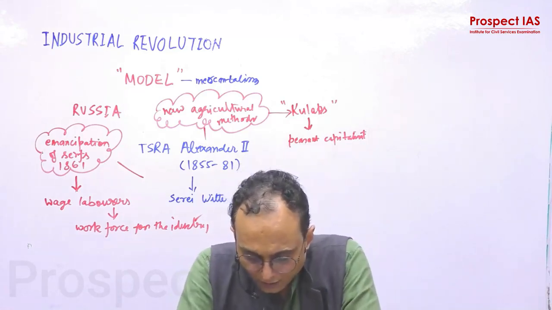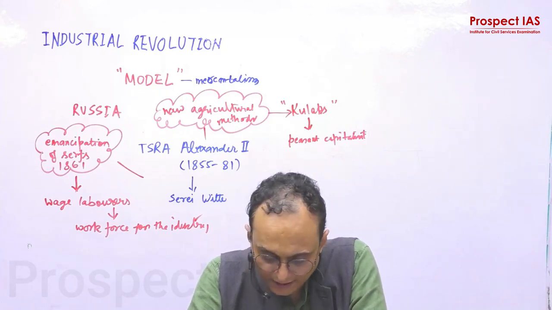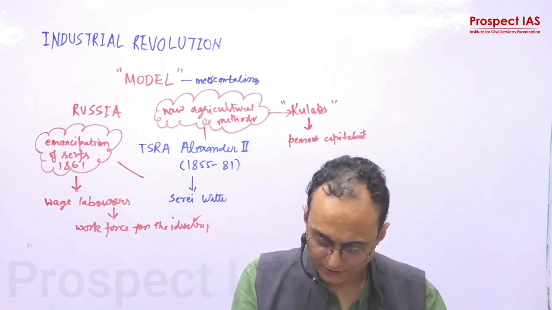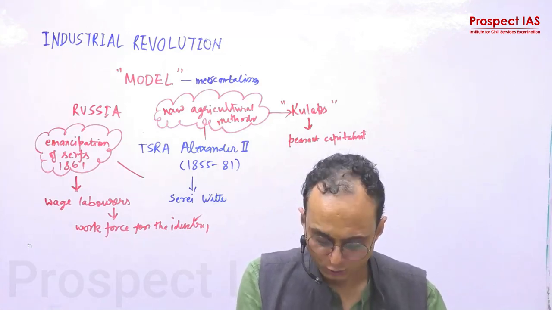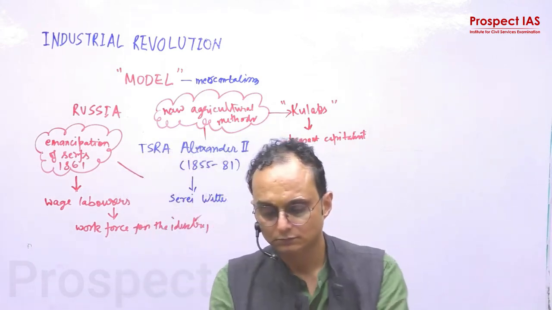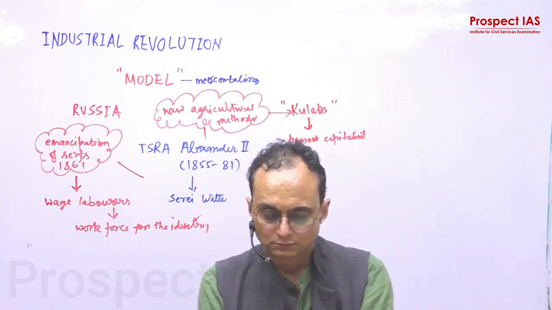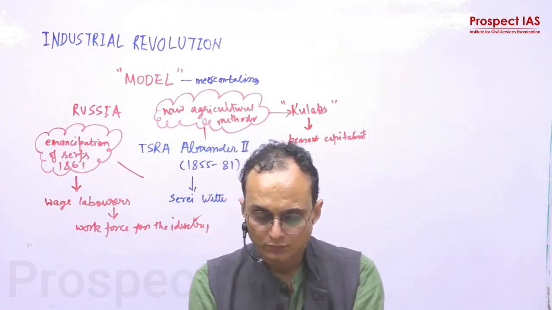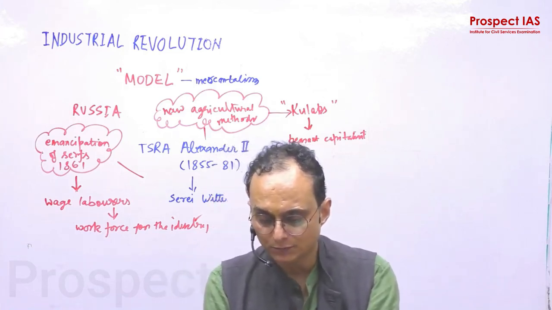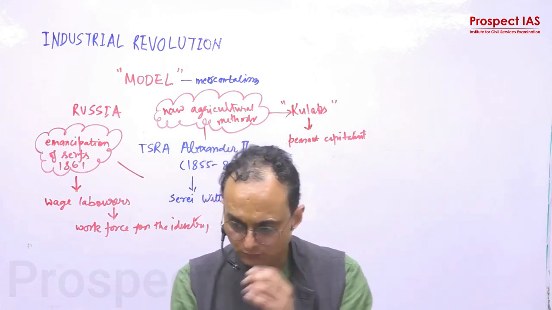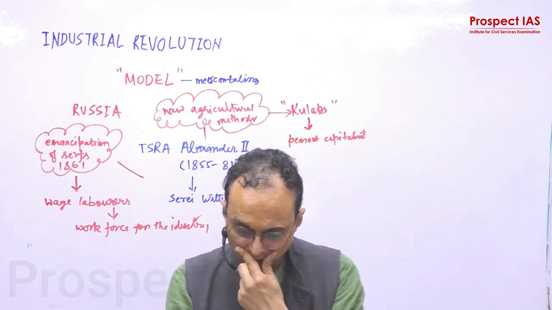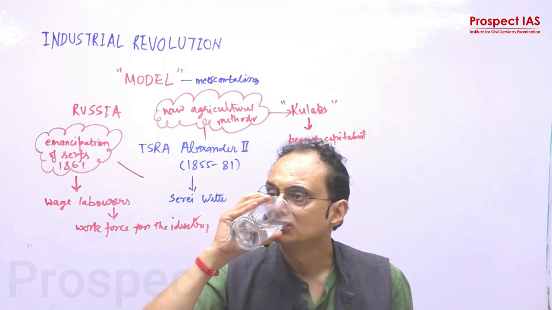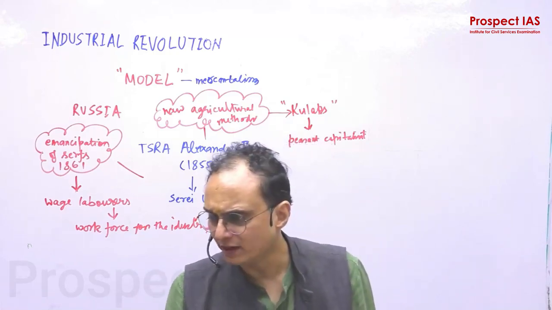Next point, Witte tried to encourage foreign investment in the manufacturing sector too. Next point, Witte's other reforms. Currency reforms, number one. Stabilized foreign exchange rates. That was very poor in Russia.